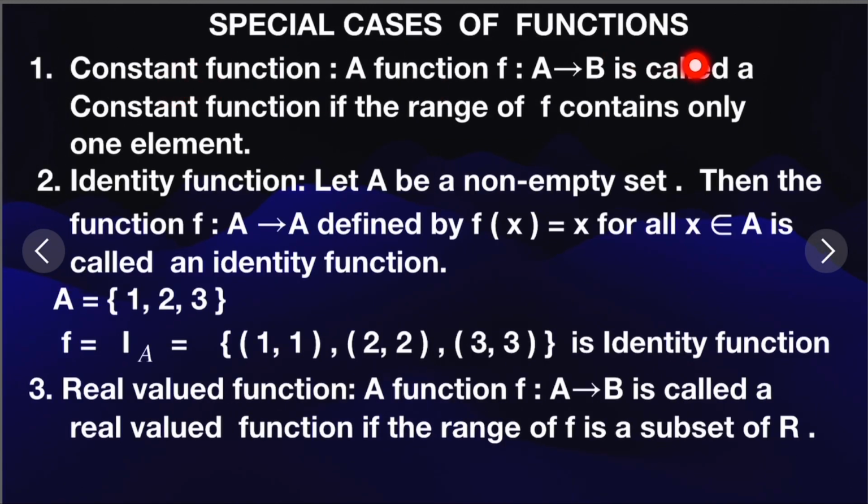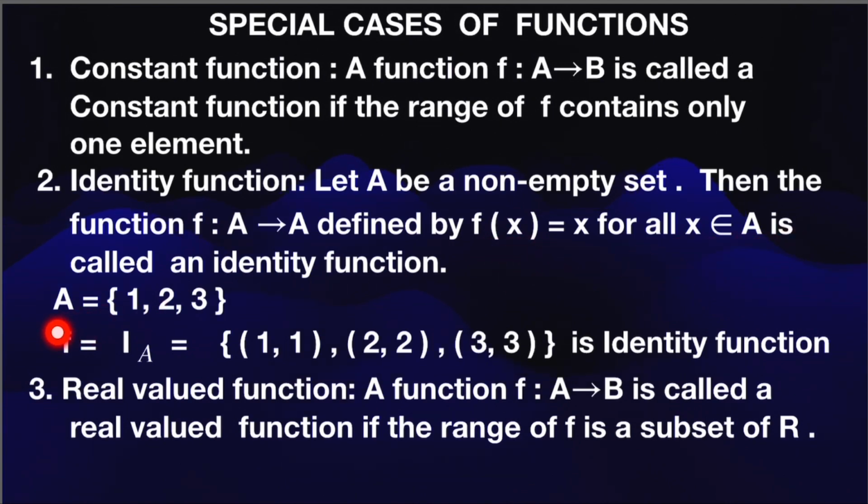Special cases of function: constant function. Here the image will be a single element only. So here the range of f contains only one element. Identity function: if A is a non-empty set, then the function f from A to A is defined by f(x) is equal to x for all x belonging to A.